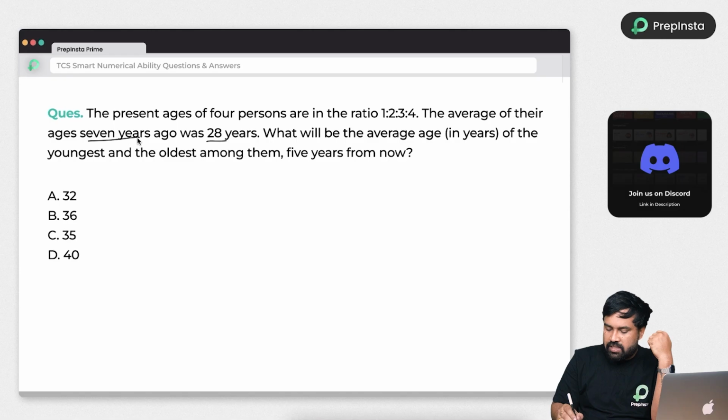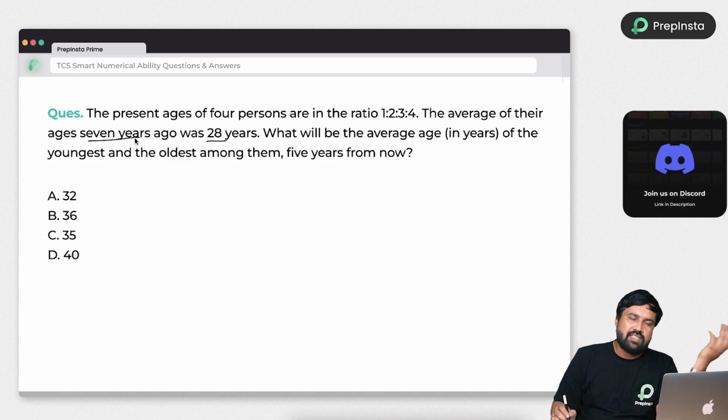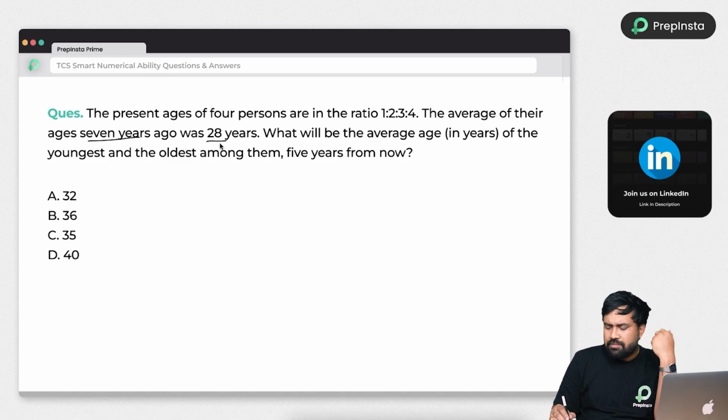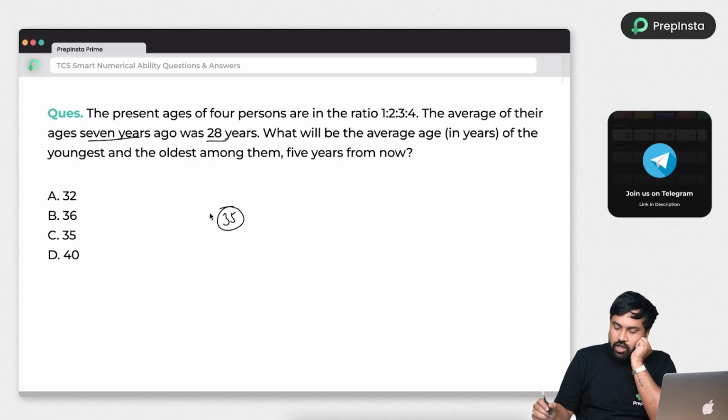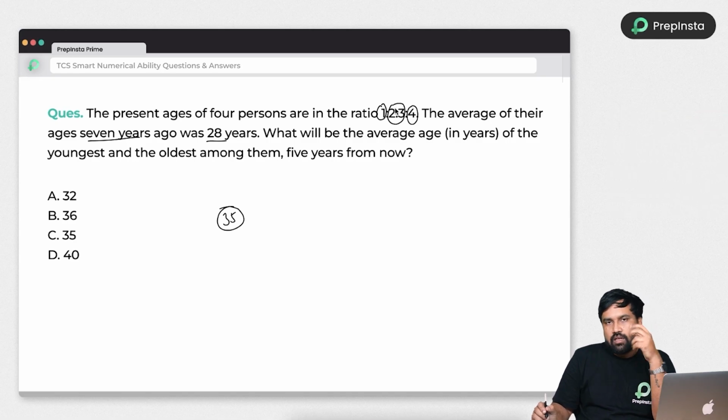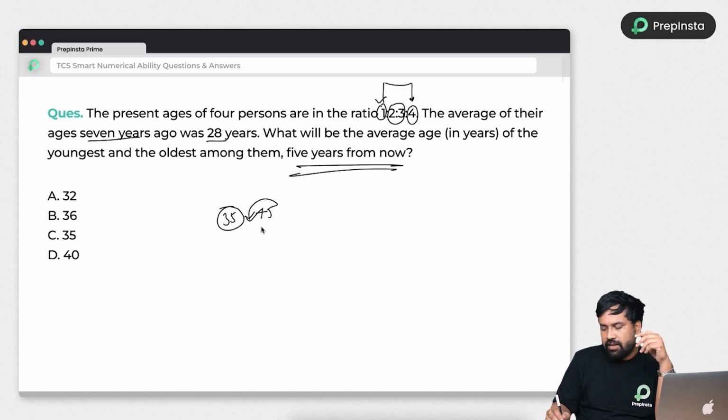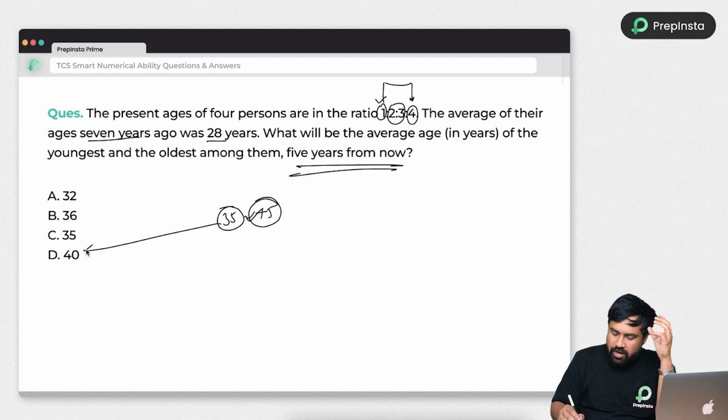Okay, 28 plus 7. Maybe 7 plus 8 plus 9 or minus 10 minus 7, whatever it may be. 28 plus 7 is 35. You will write this much over. And you can also see the end terms and middle terms sum is equal, which is nothing but consecutive numbers. Whenever a consecutive ratio is given, simply, youngest and oldest is always equal to the middle term, so the average will also be 35. But they want after 5 years, so add plus 5. So see how quickly we are doing.